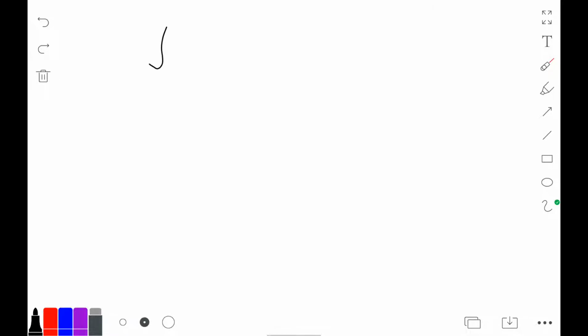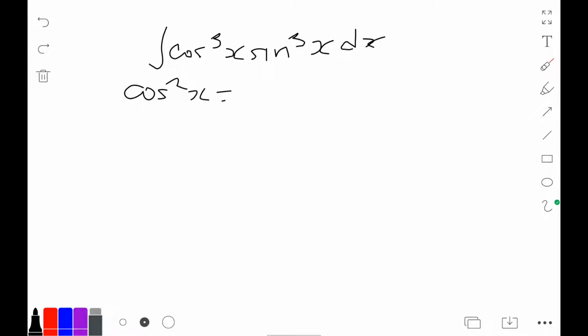We have an integral of cos 3x sine 3x dx. So we have to solve this, and we're going to use a substitution. We know that cos squared x equals 1 minus sine squared x. It's just an expression, not dx. So where we are writing cos, we can substitute cos squared x. Remember, we have cos cubed x, so we can substitute this.